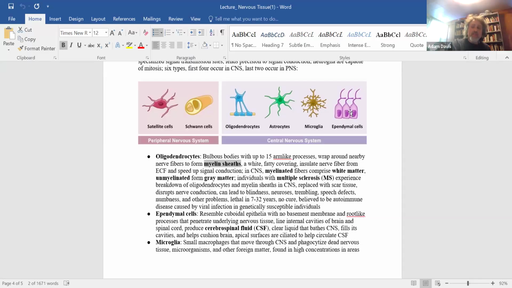CSF is a clear fluid that fills up the internal spaces of the brain and spinal cord, circulates over the outside surfaces of the brain and spinal cord, constantly cushions the brain and spinal cord, rinses away wastes and toxic molecules, circulates nutrients and gases, and helps to provide buoyancy and cushioning to the brain and spinal cord. We'll say more about its role when we talk about the brain later this week. But CSF is essential to healthy brain function. So those are the central nervous system neuroglial cells.